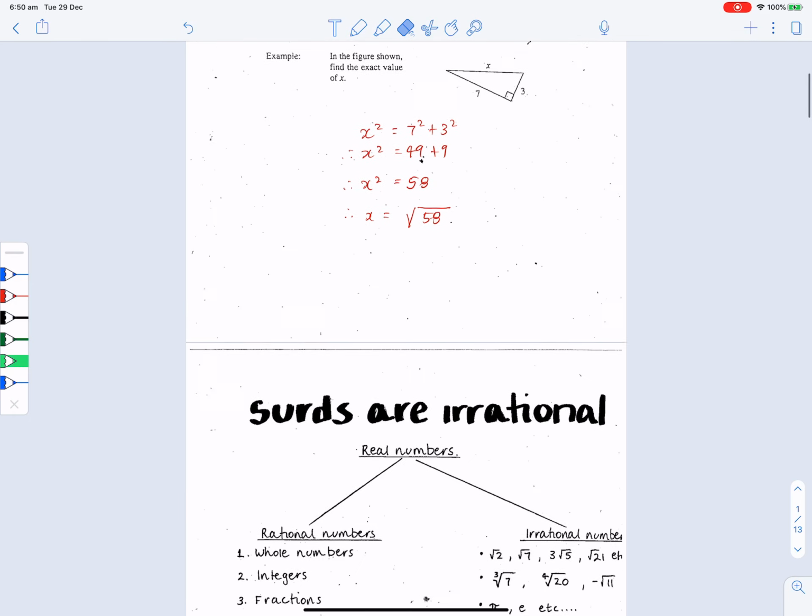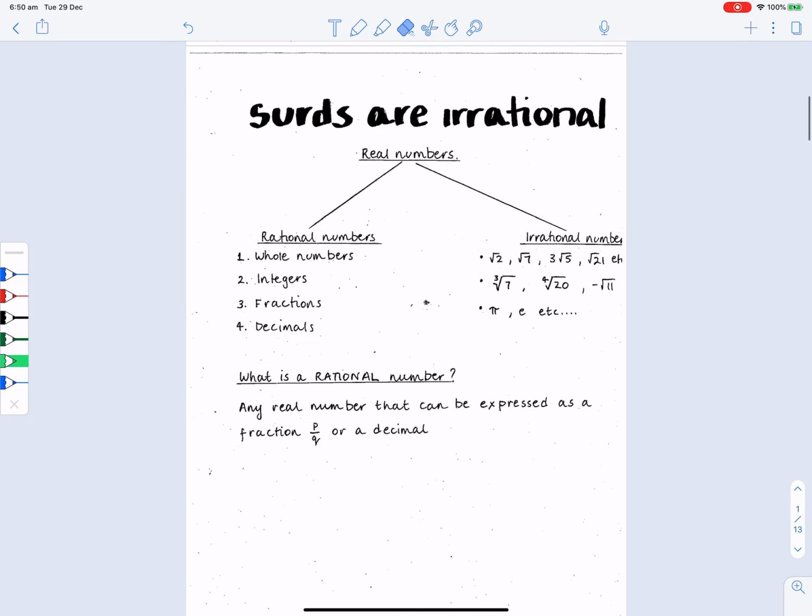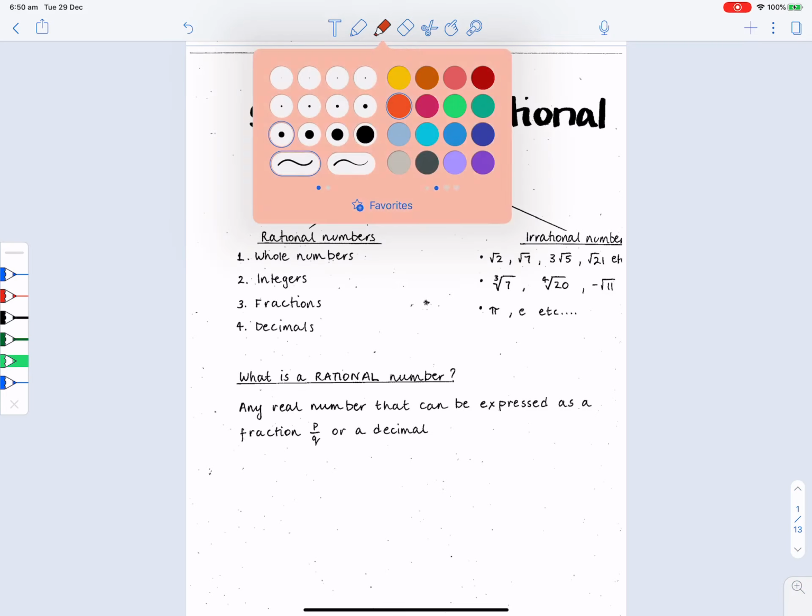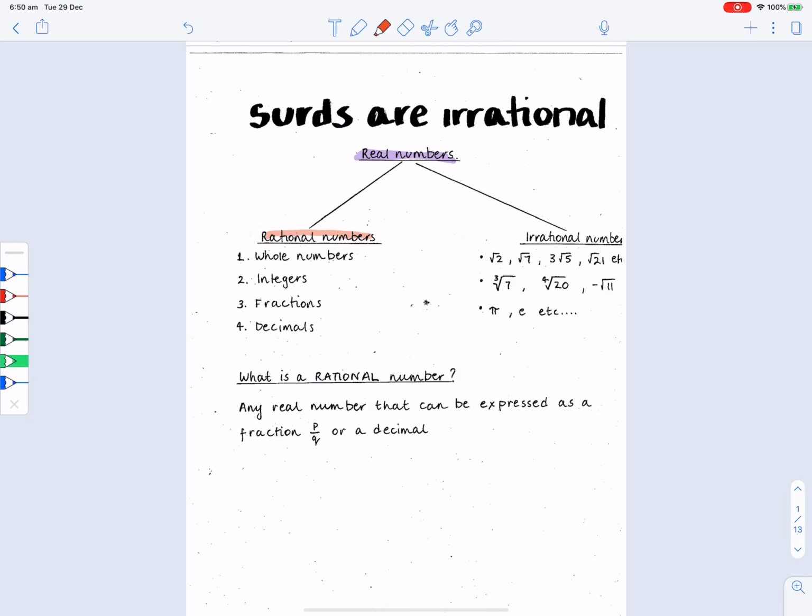Now, it's very important to keep in mind that in mathematics, we have real numbers, okay? We have real numbers in mathematics. And then real numbers can be either made up of rational numbers or irrational numbers. So what's a rational number? A rational number is any number that can be expressed as a fraction or decimal.